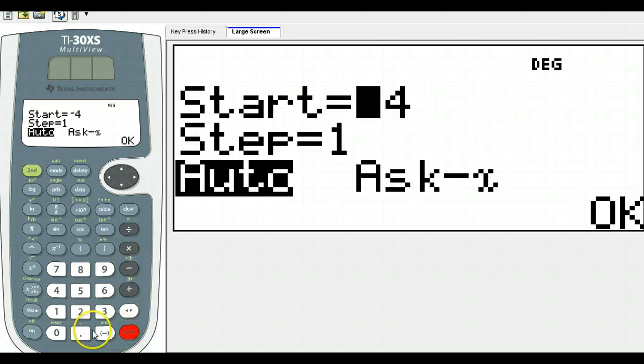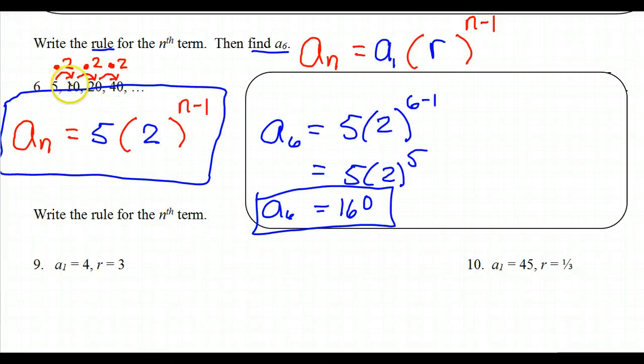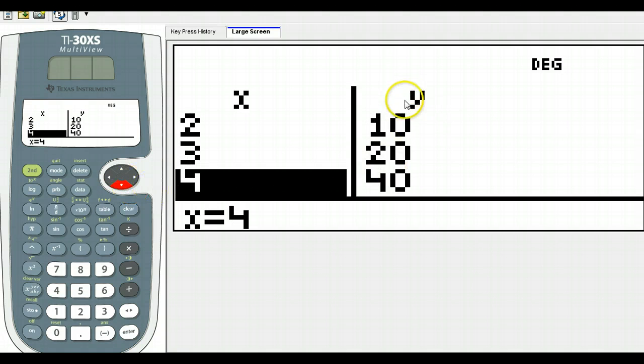So let's go ahead and just start at 1, because all of these always start at 1. These y values should be the terms of the sequence. So I see I have 5, 10, 20, and if I look at my sequence, 5, 10, 20, 40. If I scroll down, the next one is 40. So you can see these y values are the sequence, and the x values tell you which term you're looking at, first, second, third, fourth. So if I go to the 6th term, this should be a6. And sure enough, it is 160.